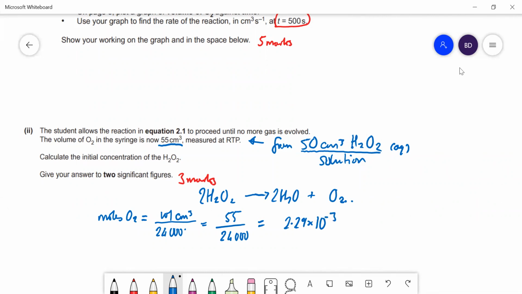So now we can see here that 2 moles of hydrogen peroxide only give 1 mole of oxygen. So therefore we have to double that. So moles of hydrogen peroxide is equal to 2.29 times 10 to the minus 3 multiplied by 2, which gives us 4.58 times 10 to the minus 3.